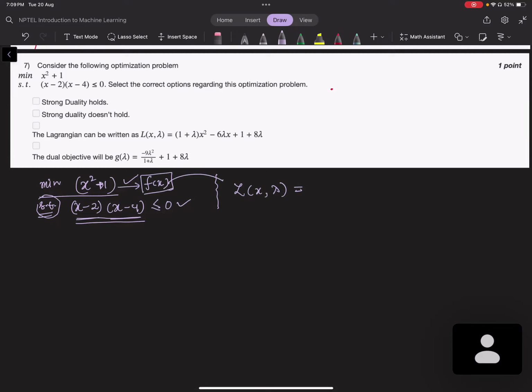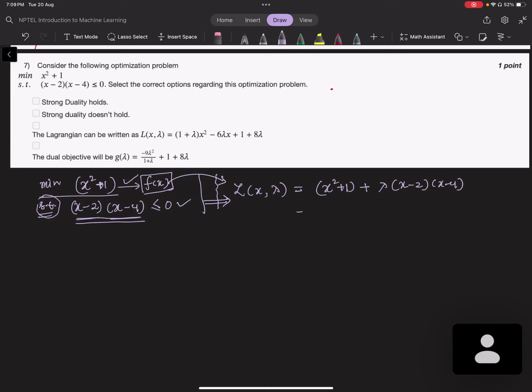So you convert that f of x to a Lagrangian of x and another parameter lambda, and you write x square plus 1 plus lambda times (x minus 2)(x minus 4). So this can be written as this. This is the Lagrangian form, where you can add a Lagrangian coefficient to represent the two-step minimization problem.